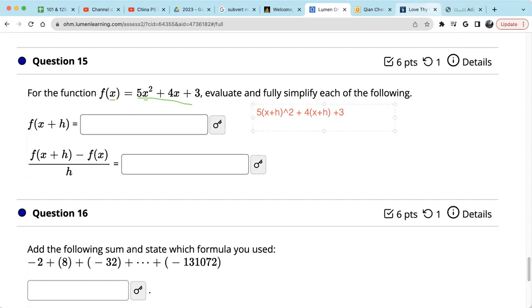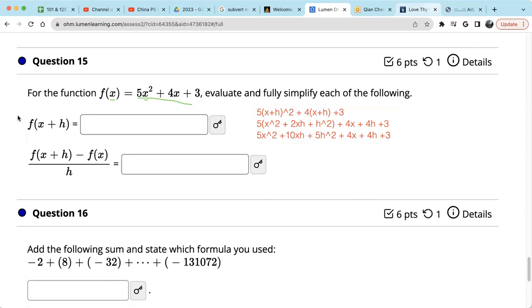Then I simplify a little bit. Do I need to simplify? Yes, she's saying simplify each, right? So 5, I have perfect square, I have x squared plus 2xh plus h squared. Then plus 4 times x, that's 4x, plus 4 times h, then plus 3. So I get 5x squared plus 5 times 2xh, that's 10xh plus 5h squared. Then plus 4x plus 4h plus 3.